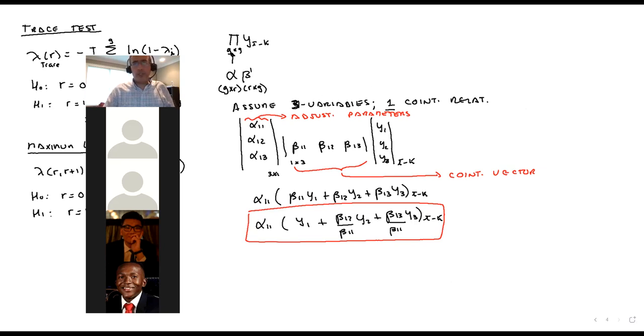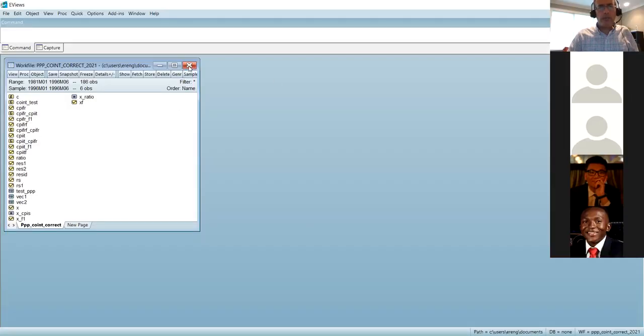Let me show you first the EViews. Let me open the EViews file. Yeah, let me share this EViews file with you. Yeah, the name of the EViews file, guys, is PPP coin correct. The 2021 I just added yesterday. I was checking this one. I did a couple of things.